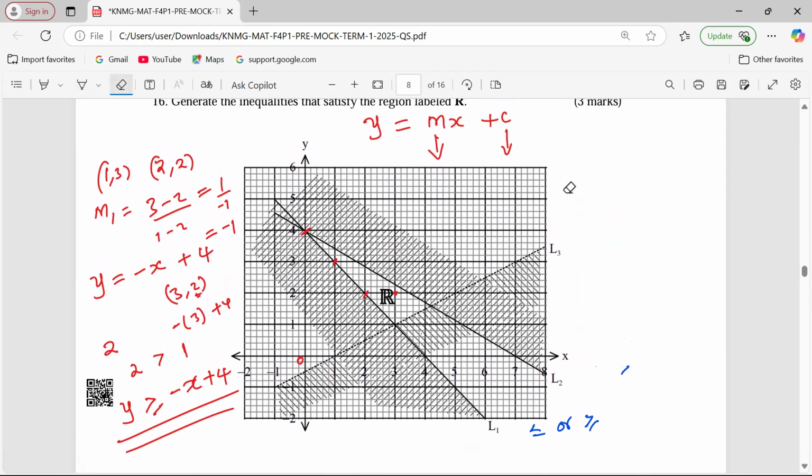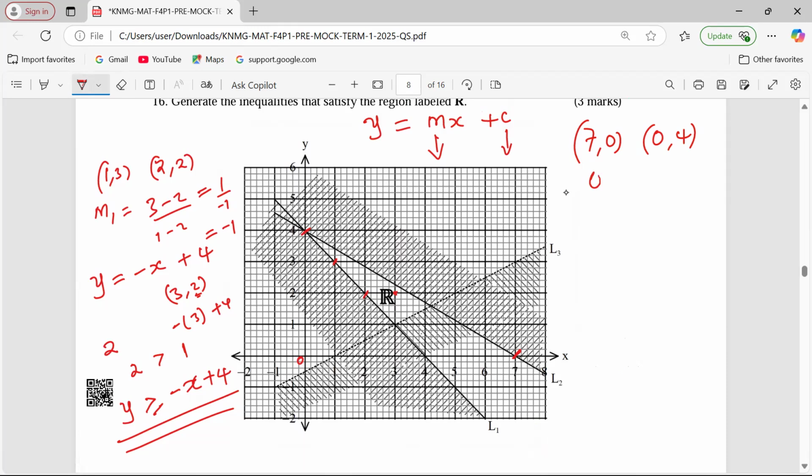Let us check the second one, L2. Any two coordinates. I'm having some fixed coordinates at this point. That is (7, 0) and (0, 4). Yeah, (7, 0) and (0, 4).